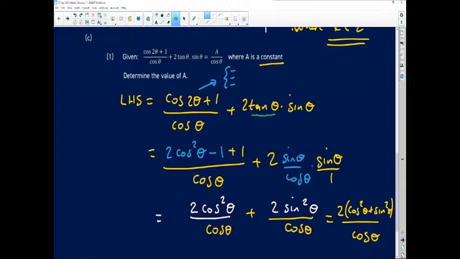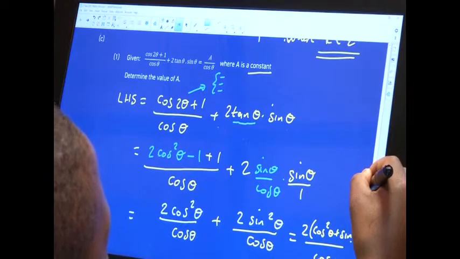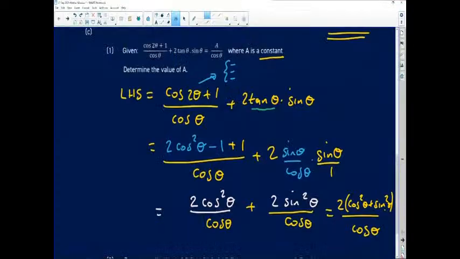Somebody's asking me, what happened there? 2 times cos squared will take you back to 2 cos squared, and 2 times sine squared will take you back to 2 sine squared. That 2, the sine squared and the cos squared will just give you a number 1, and then I'm sure you can agree with me that if you continue on the numerator, you're just going to have 2 times 1, which will just leave us with 2. Let's put the answer there. The answer is 2 over, and then on the denominator, we're going to have that cos of theta as what remains.